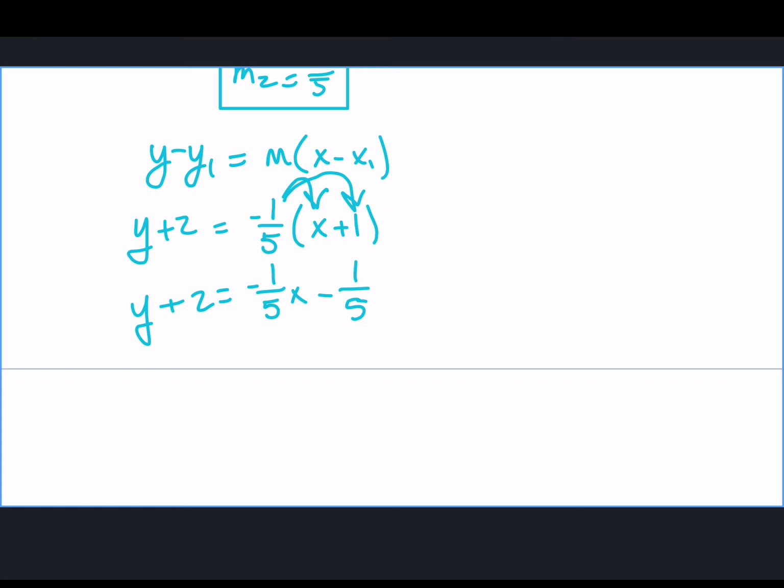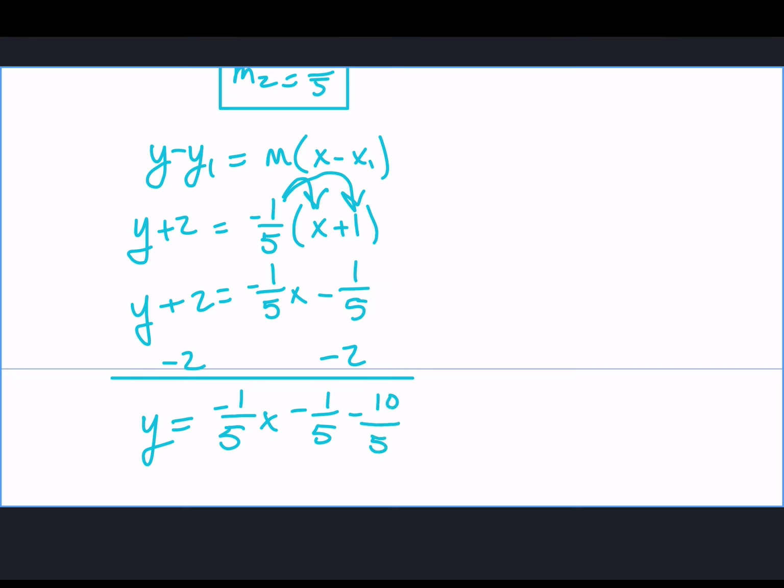I wish we were putting it in standard form, then yes, you would be able to multiply. But because we're going for slope-intercept form, we need to subtract 2 from both sides. So we convert 2 to 10 over 5, right? We get -1/5 x minus 1/5, and that -2 can become -10 over 5. Do you agree with that?